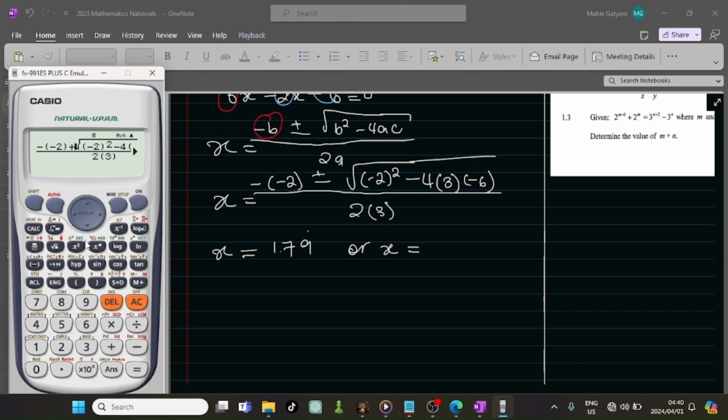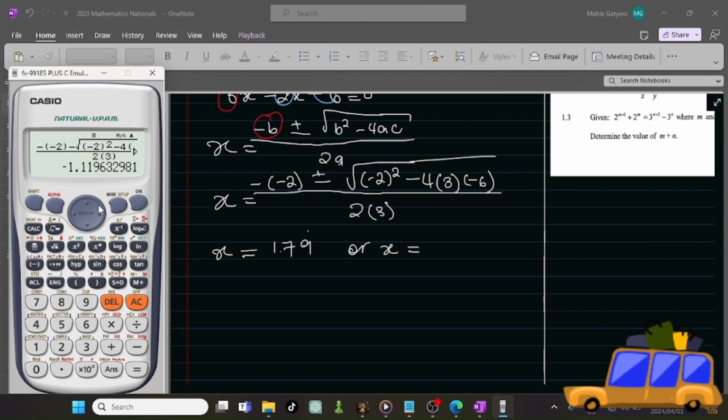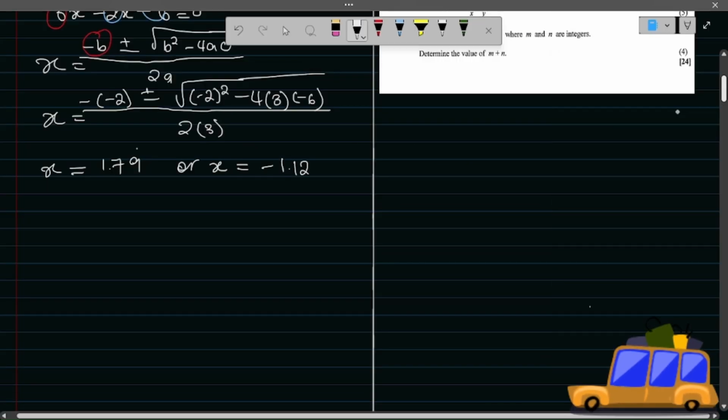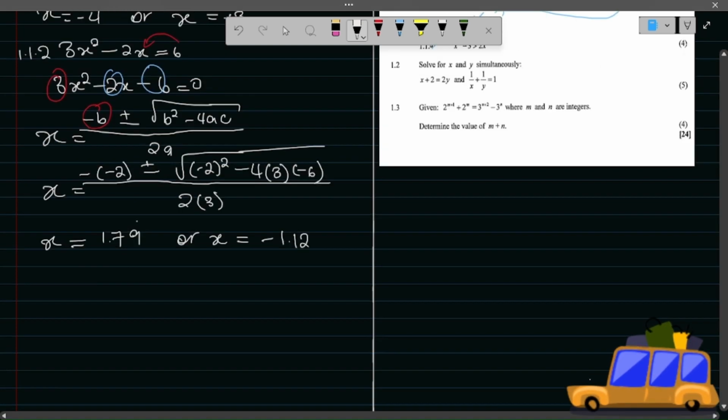Because it says minus b plus minus, so when the value of x is negative, what do we get? Our answer is negative 1.12, right? Which is negative 1.12 basically. So we're done with our first question, guys, and then let's go to our third question.